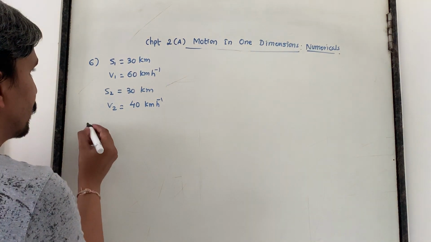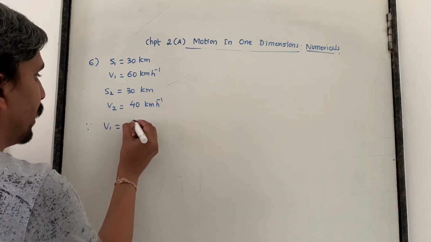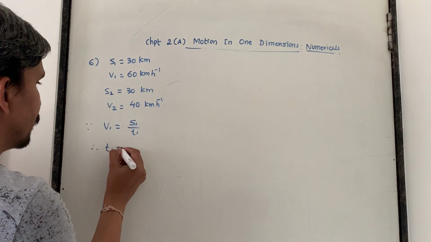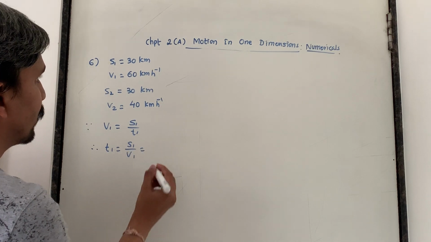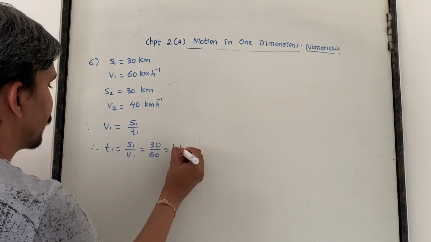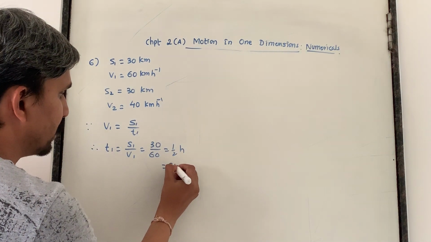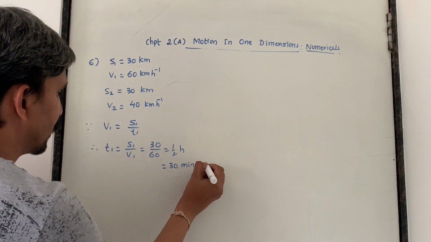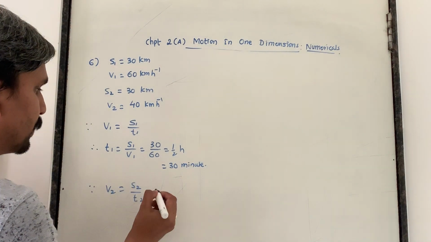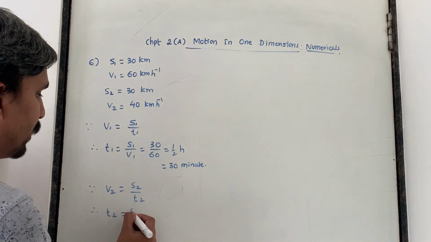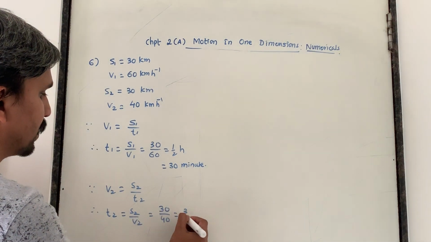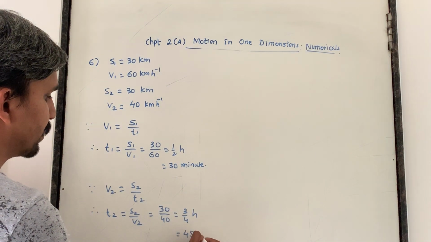So here, since V1 is equal to S1 upon T1, I will write T1 is equal to S1 upon V1. S1 is how much? 30. V1 is 60, that is equal to half an hour, which is written as 30 minutes. Now, since V2 is S2 upon T2, I can write T2 is equal to S2 upon V2. S2 is 30 upon 40. This is 3 by 4 hours, which is 45 minutes.